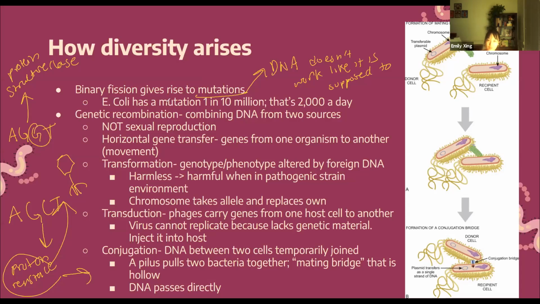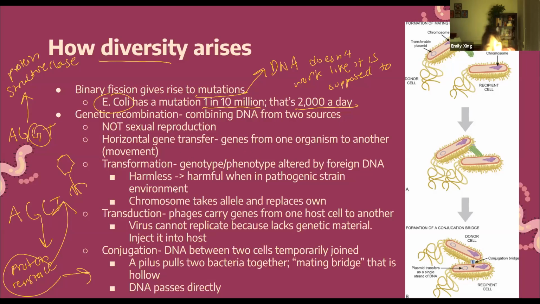So even though mutation rates are incredibly rare or low, because obviously your body isn't going to make that many mistakes, it's still 1 in a million. But 1 in 10 million, considering how many times E. coli undergoes reproduction, that's 2,000 mutations a day. So that's 2,000 chances to gain immunity, to gain a favorable trait. And that's how diversity, and why we have different kinds of bacteria, arises.